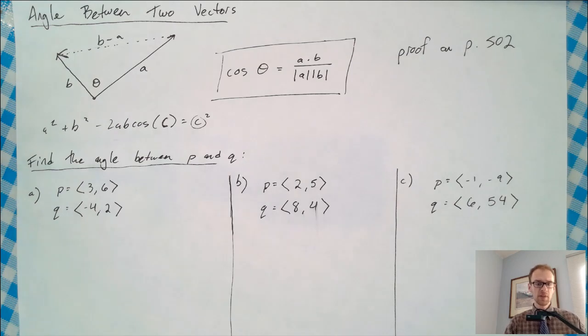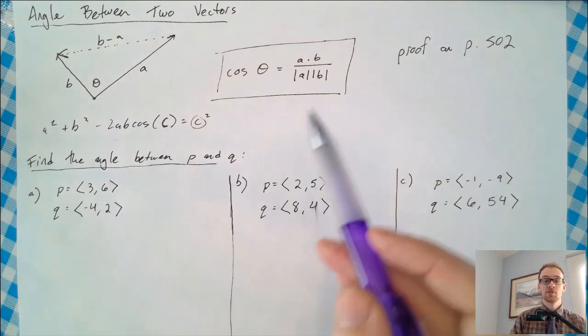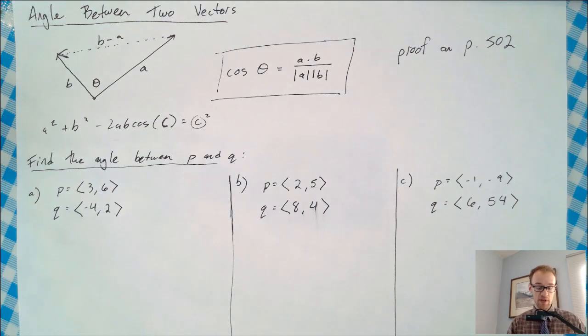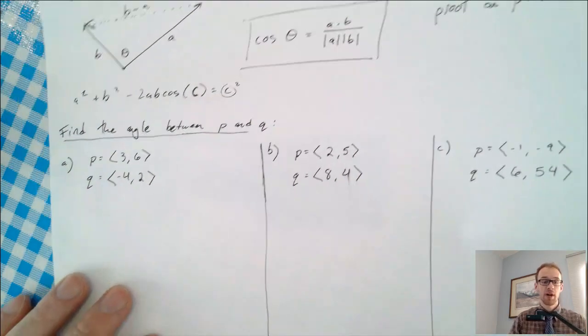Okay? In the last video we had these three and we just used the dot product to see if they were orthogonal or not. Here we're going to use this formula to figure out what is the angle between these two vectors P and Q. Okay, so let's start with part A.